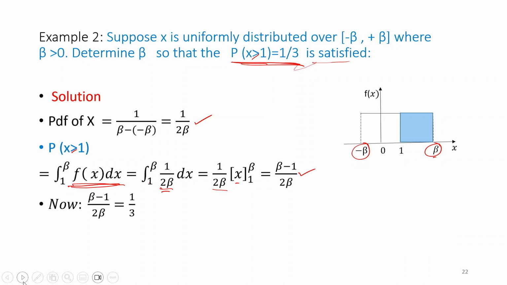So this value has been given. That means beta minus 1 by 2 beta is going to be 1 upon 3. That is given. So once you have this, now the job is very simple. We have to find out what is the value of beta. So by solving this, we get beta equal to 3. That is what the value of beta is. So we have solved 2 problems.